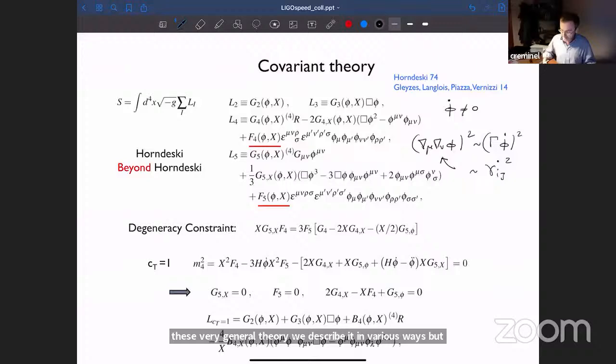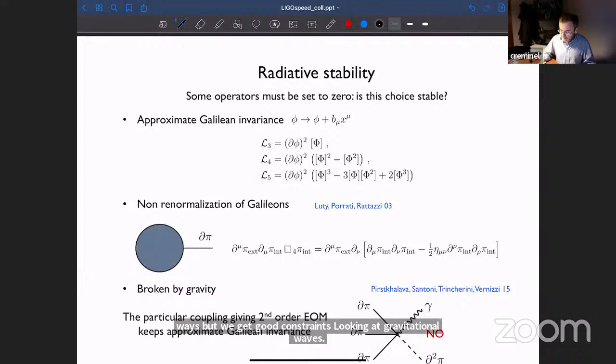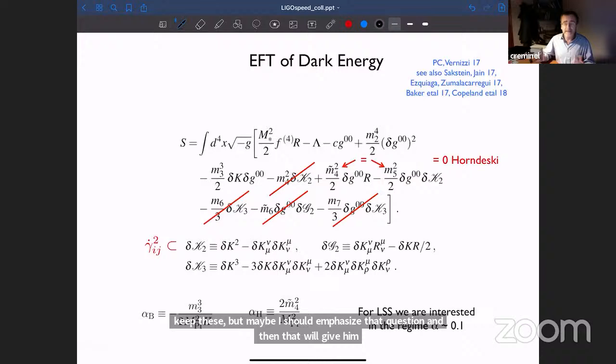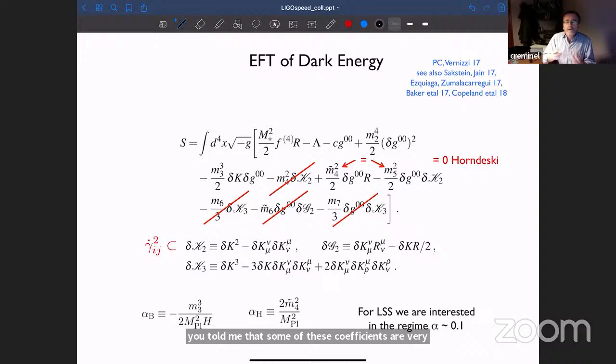I want to skip this, but maybe I should emphasize a question without giving the answer. Of course you can ask, okay, now you told me that some of these coefficients are very, very small. Well, in quantum field theory, if something is set to zero, then you start asking, is it relatively stable? This is the same problem that we face, for instance, with the Higgs mass. The Higgs mass is much smaller than the Planck scale, and we worry why that is the case. So you can worry about a similar thing here.